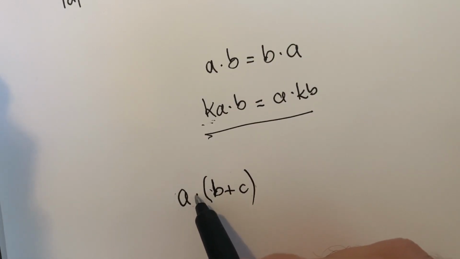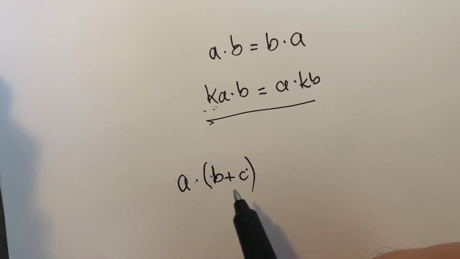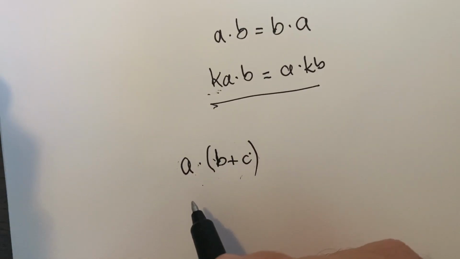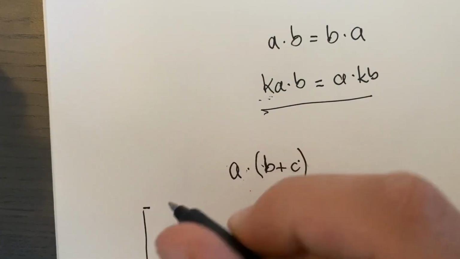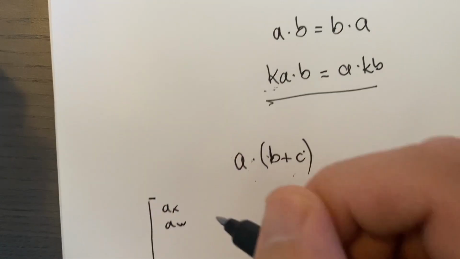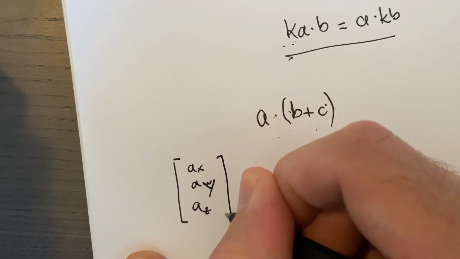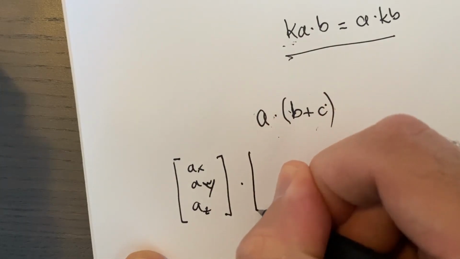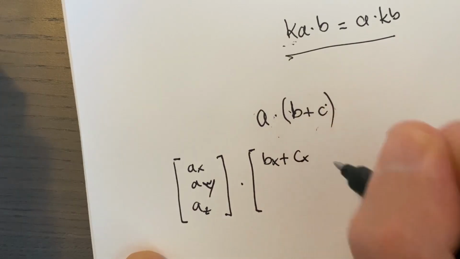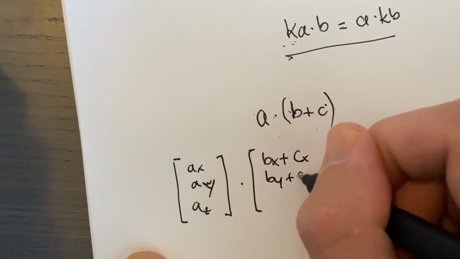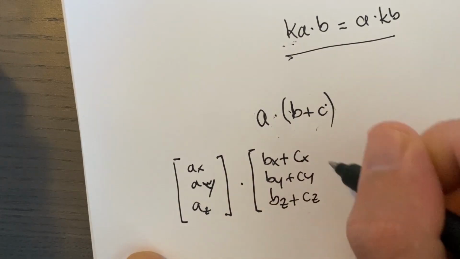So does it distribute? Does this dot product distribute on both? Like, does it work with normal multiplication, basically? We can easily check that if you just write something like, let's say you have ax, ay, and az, and you want to multiply it with b plus c, which is basically bx plus cx. This is going to be by plus cy, and this is going to be bz plus cz.